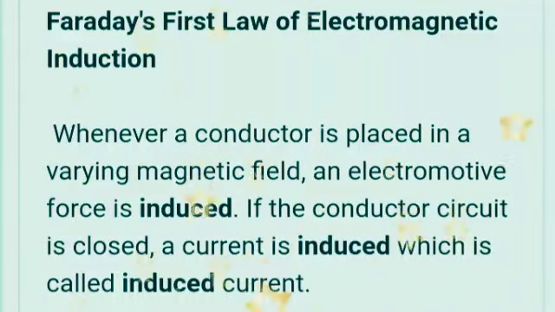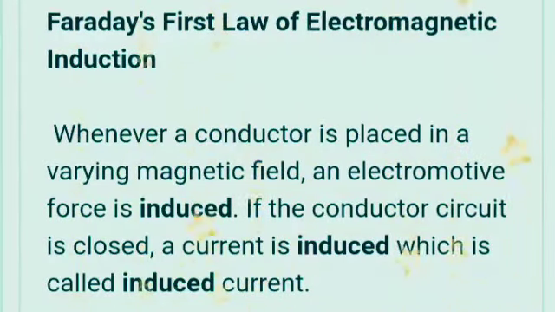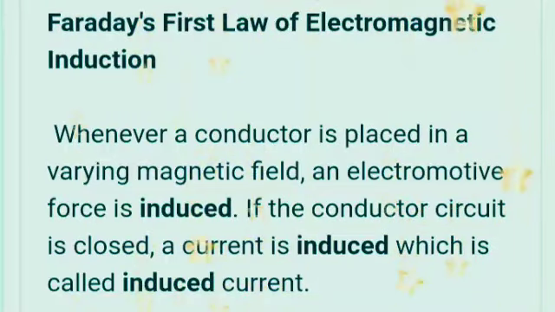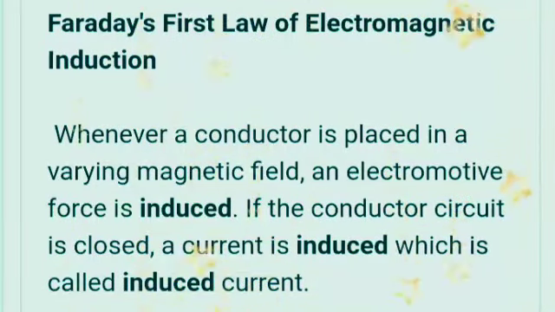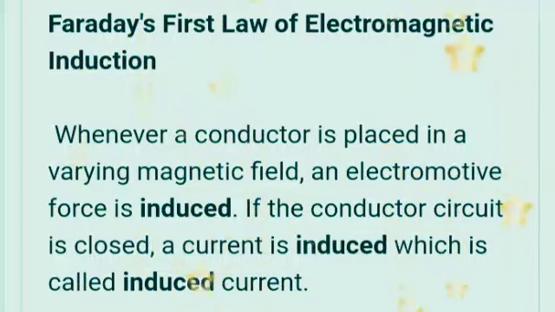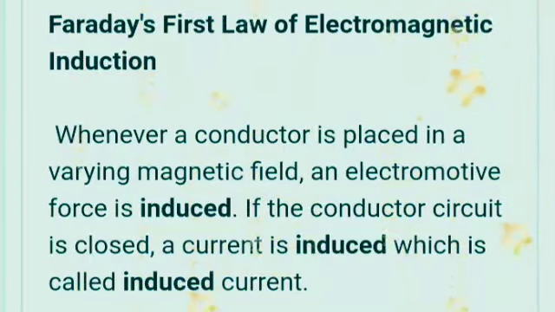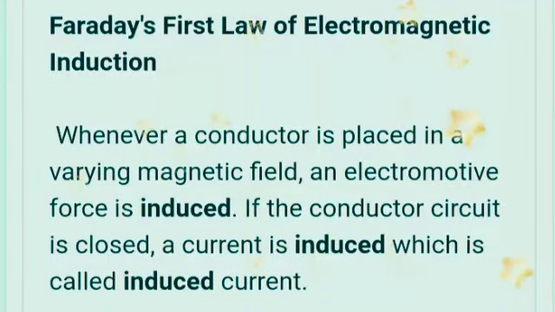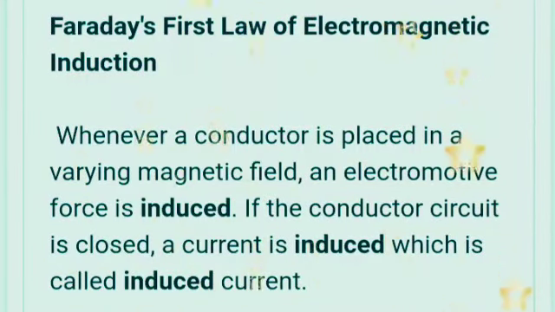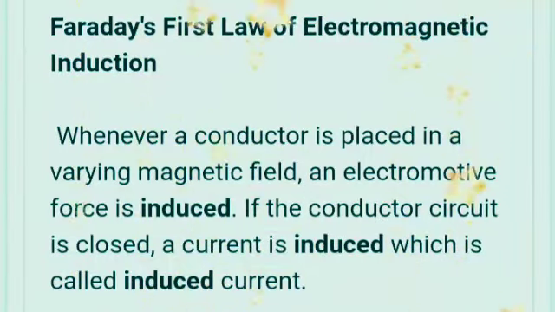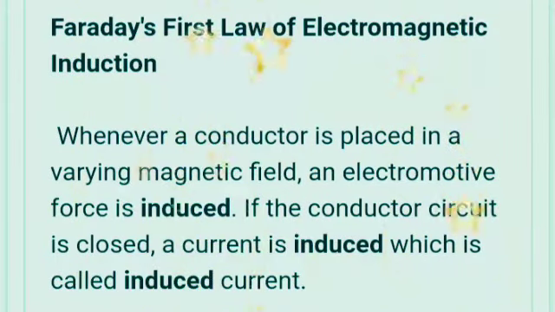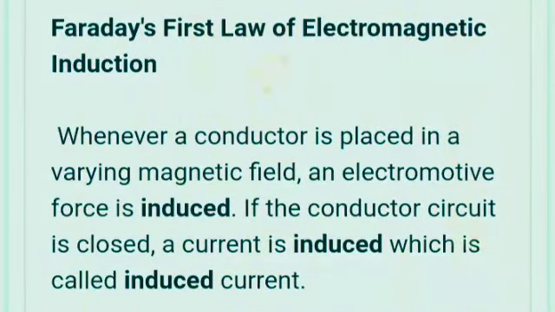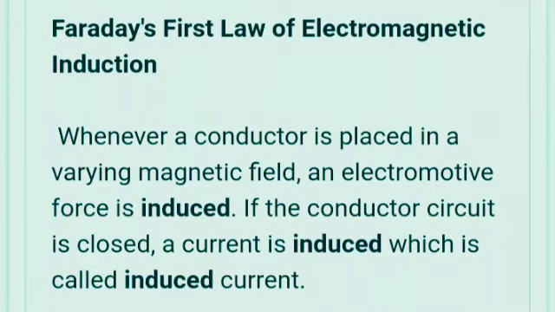From this, it is understood that whenever the number of magnetic lines of force passing through the coil changes, current is induced in the coil. This is known as Faraday's law of induction. The current produced in the coil is called the induced current.